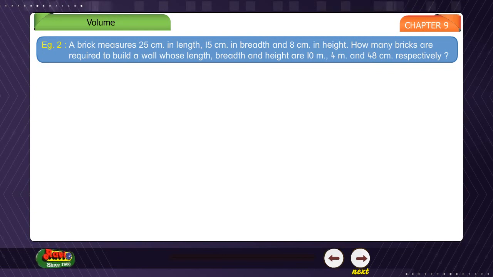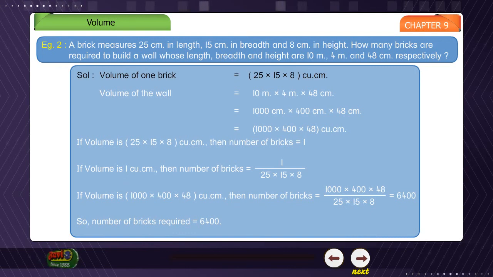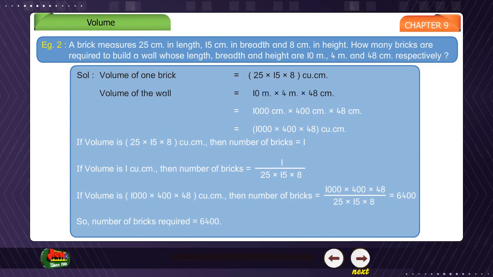Example 2. A brick measures 25 centimeters in length, 15 centimeters in breadth and 8 centimeters in height. How many bricks are required to build a wall whose length, breadth and height are 10 meters, 4 meters and 48 centimeters respectively? Solution. Volume of one brick is equal to 25 into 15 into 8 cubic centimeters.